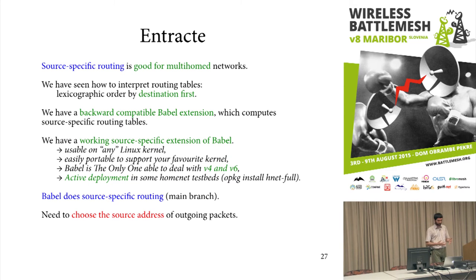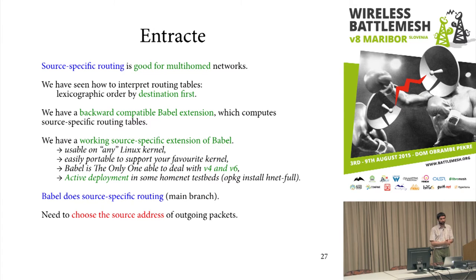Okay, a little entr'acte. So we have a working version of Babel, which can do plenty of things, can be ported to any kernel without much effort because of the disambiguation algorithm, and has seen active deployments, especially in a HomeNet testbed. So if you want to install a HomeNet router with Babel, you just have to type a package install, and your OpenWRT will automatically have Babel installed, and that's it.